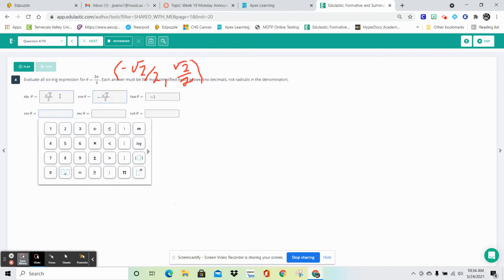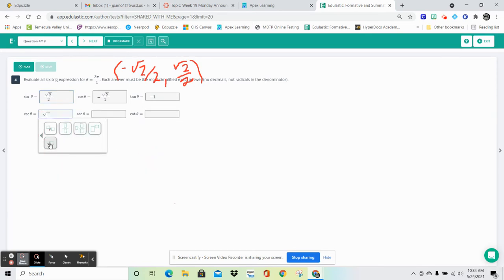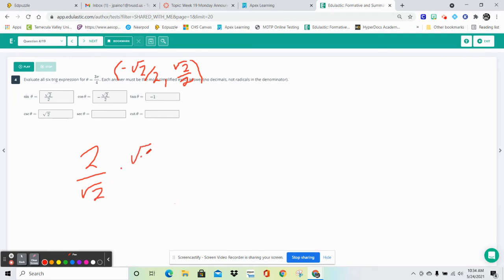Cosecant is just the reciprocal of this, so the reciprocal of that is just rad 2. And again, the math for that, I'll do that real fast. The reciprocal is 2 over rad 2. Can't have a radical on the bottom, so you multiply the top and bottom by rad 2 to rationalize the denominator. On top you get 2 rad 2, on bottom you just get 2. So you simplify and you're just left with rad 2. And that's where that rad 2 is coming from.